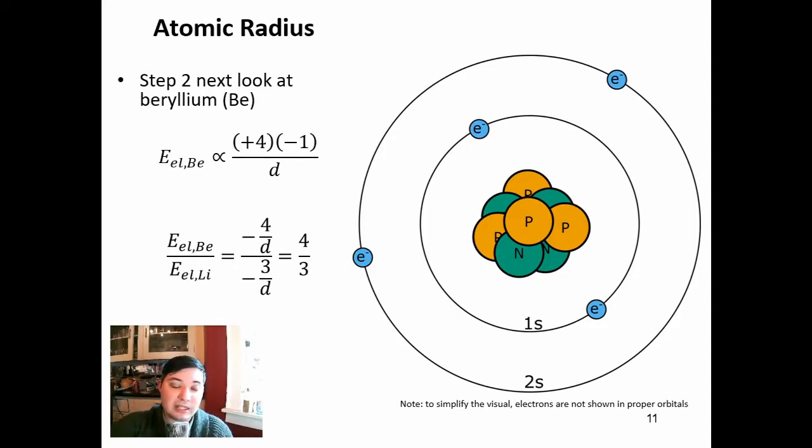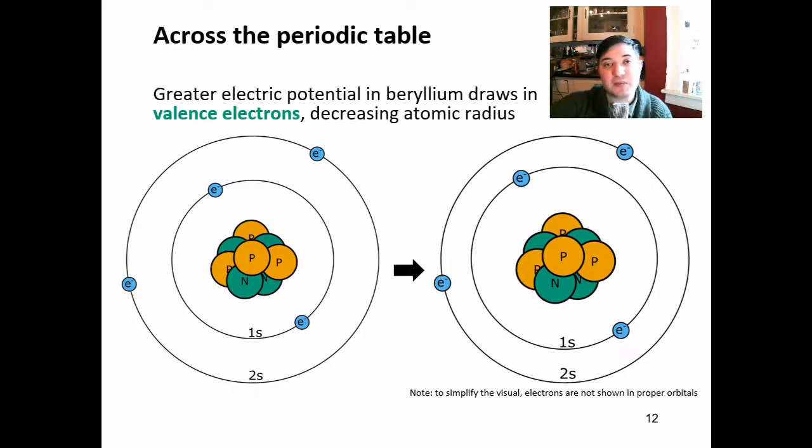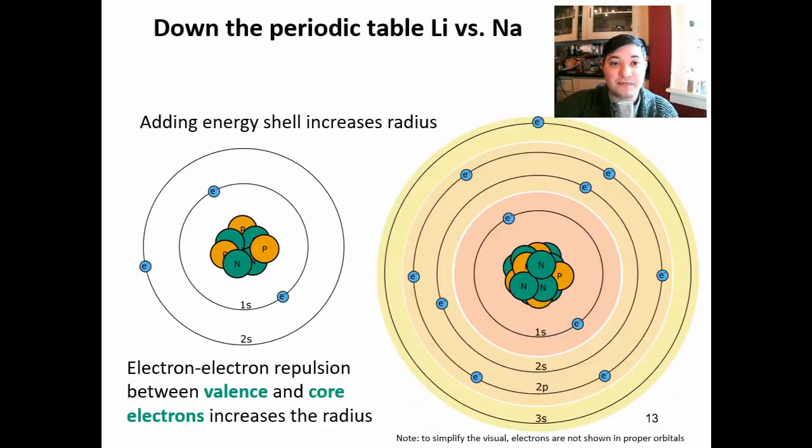So in the case of beryllium, we have a +4 charge. Again, we're considering 1 valence electron, so -1. And again, let's just assume that the distances are completely comparable initially. And when we do this, we see that the electrostatic energy of interaction is going to be stronger in beryllium because of the higher nuclear charge. And so what this means is, because there's a higher energy of interaction, that energy is actually going to end up pulling the valence electrons in. And so that distance is actually going to end up being slightly smaller. And so beryllium actually has a smaller atomic radius than lithium does.